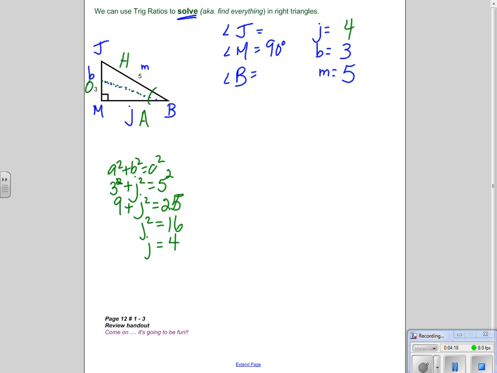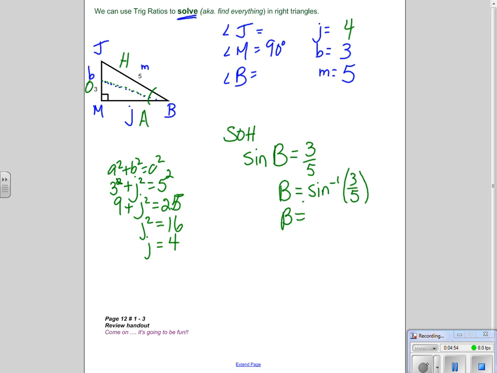I would like to find angle B, and it does not matter which trig ratio I use since I now have all 3 sides. However, I found side J, and it is possible I made a mistake. So I'm going to go with the 2 given sides, which are opposite and hypotenuse. I'm going to use the sine ratio then. Sine of angle B is opposite over hypotenuse, 3 over 5. To find angle B, I'm going to do second function sine of 3/5, and I will determine an angle B of about 37 degrees.